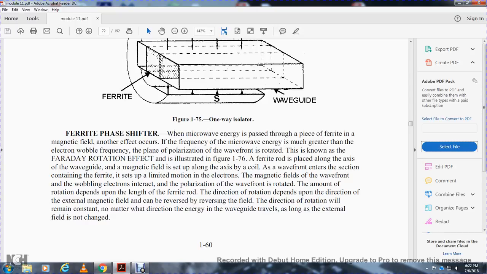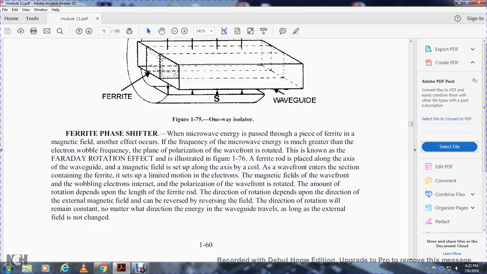This is illustrated in Figure 176, where a ferrite rod is placed along the axis of the waveguide with the magnetic field set along the axis by a coil. The wavefront enters the section containing the ferrite, set up with the limited motion of the electron. The magnetic field is over the wavefront. While the wobbling electrons interact, the polarization of the wavefront is rotated, with the amount of rotation depending on the length of the ferrite rod.